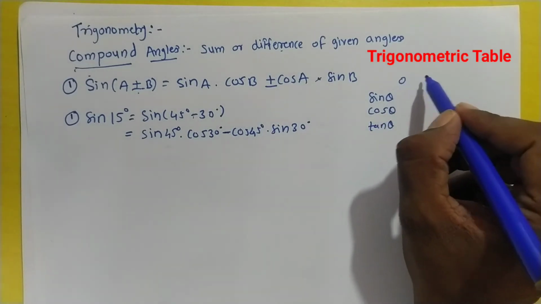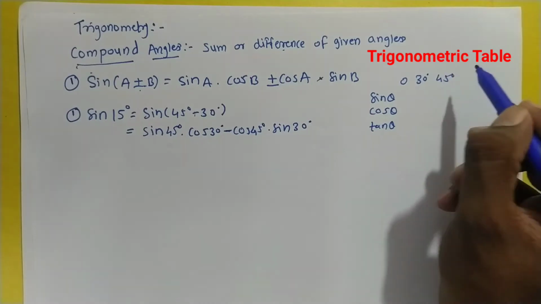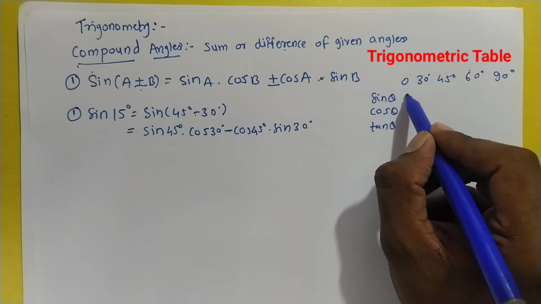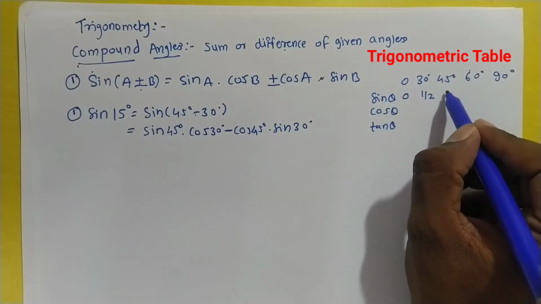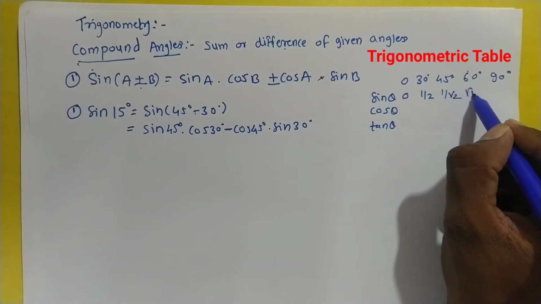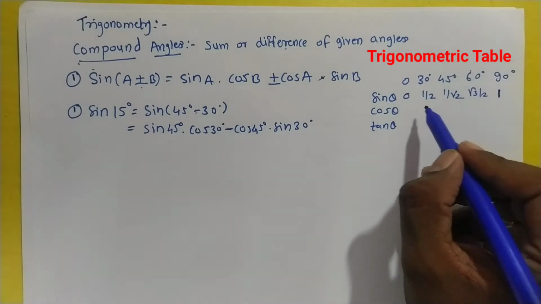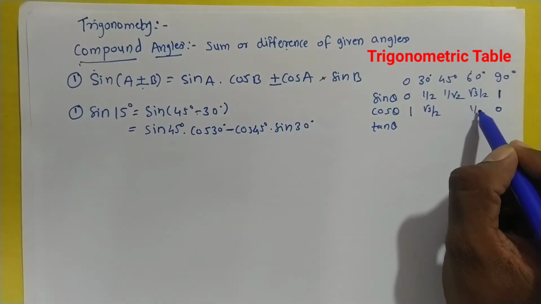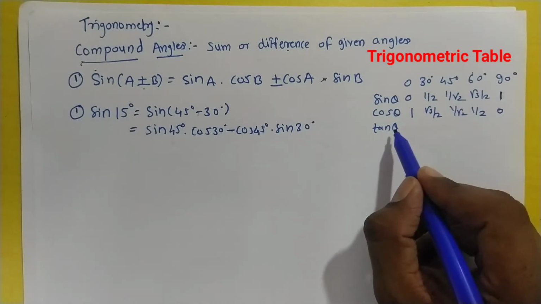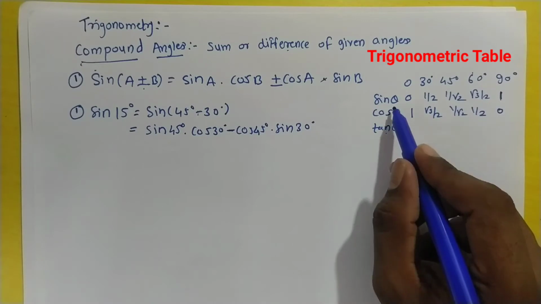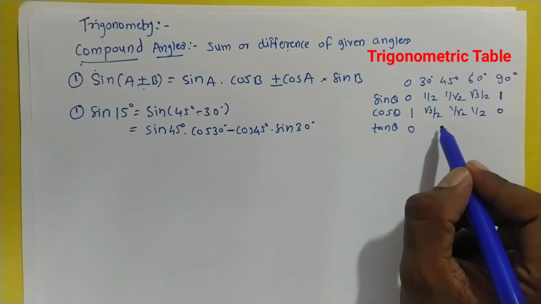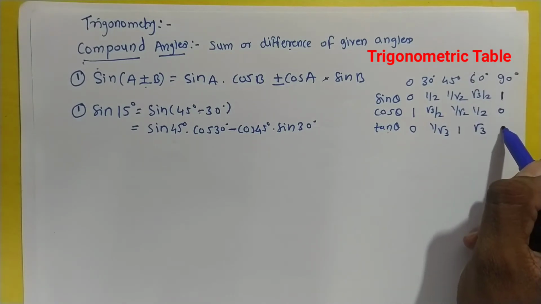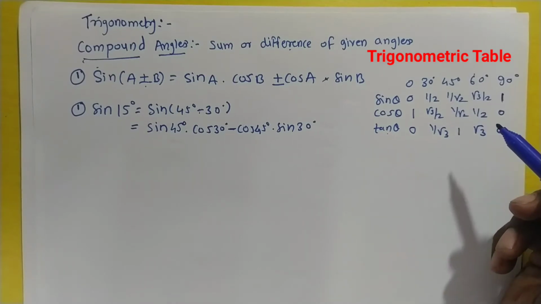We know the values of sine theta, cos theta, tan theta for 0 degrees, 30 degrees, 45 degrees, 60 degrees and 90 degrees. For sine: 0, 1 by 2, 1 upon root 2, root 3 by 2 and 1. Write cos in reverse manner: 1, root 3 by 2, 1 upon root 2, 1 by 2 and 0. Tan theta is sin theta upon cos theta, therefore 0, 1 upon root 3, 1, root 3 and infinity, meaning not defined.